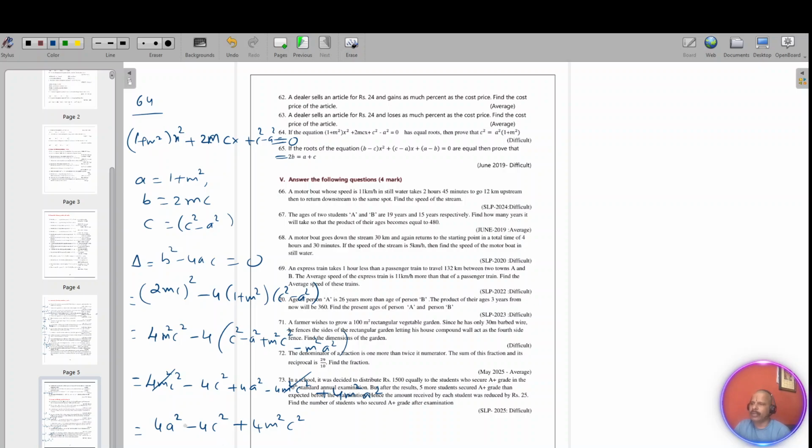So c square, they want on the left side. I will put c square on the left side.